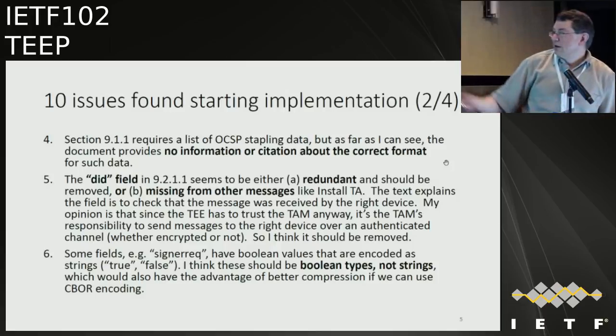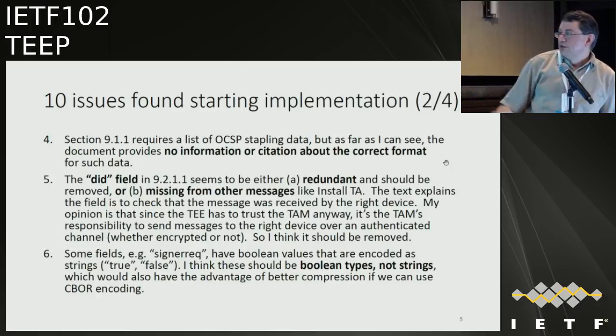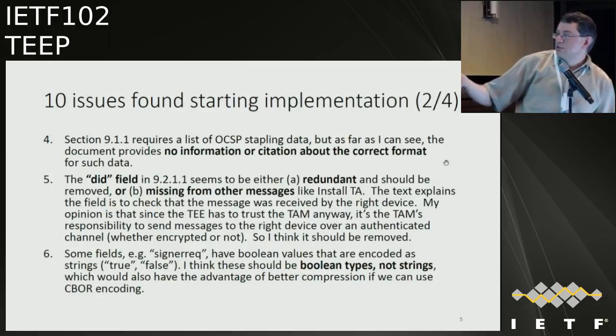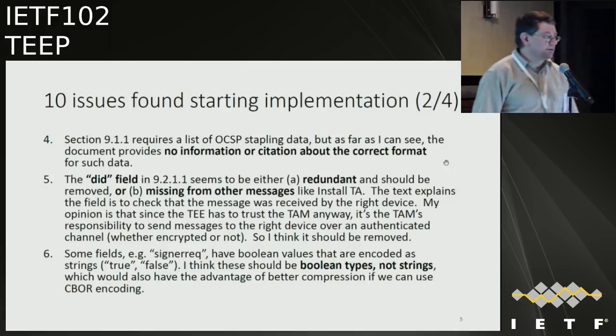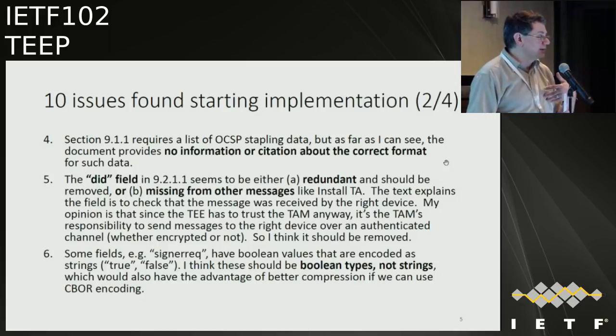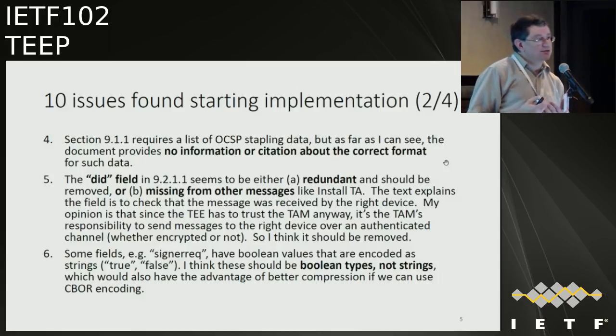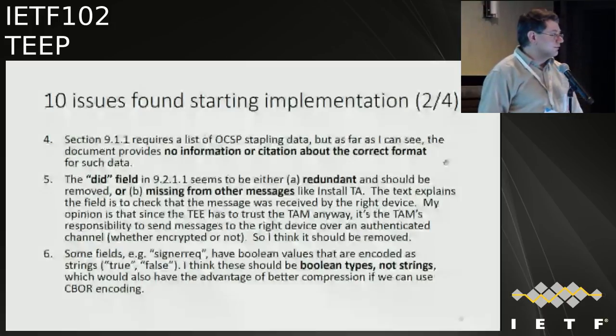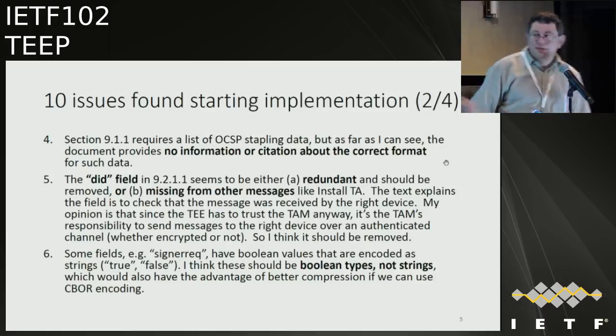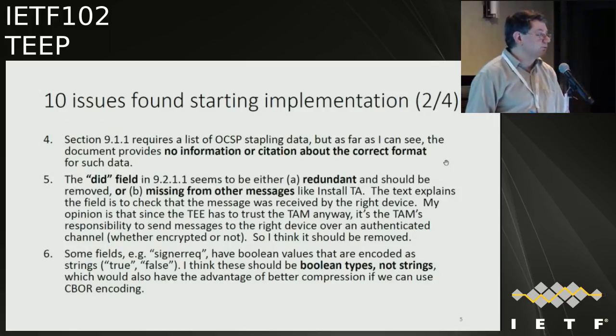Okay. The next one, I'm not going to go into much detail other than there's this field that is there to make sure that the message was received by the right device. So the OTRP client and the TEE parse it and ask, does this have my device ID in it? If not, it must have been destined for the wrong entity. And to me, this seems redundant because it came from a TEE across a session or whatever, so I think it could go away. But if it can't, then it seems to be missing from some of the other messages that Ming had on his slide. And so that was a point of confusion in the document. I wasn't sure exactly how to deal with that. Okay.